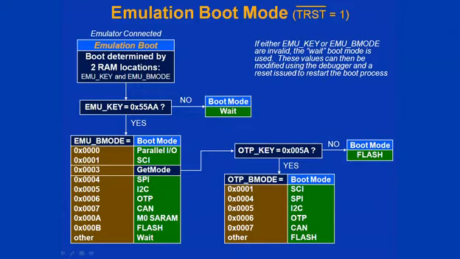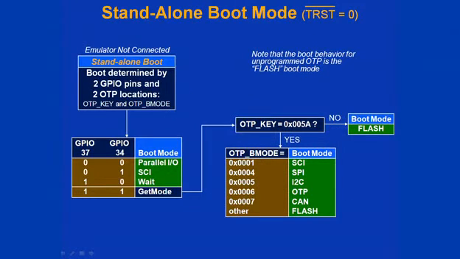If the EMU_KEY register has a hex value of 55AA, then the hex value in the EMU_BMODE register determines the boot mode. The boot modes are Parallel I/O, SCI, SPI, I2C, OTP, CAN, M0 SARAM, Flash, and Wait. In addition, there's a Get mode, which emulates the standalone boot mode. In standalone boot mode, GPIO pins 37 and 34 determine if the boot mode is Parallel I/O, SCI, or Wait. The default unconnected pins would set the boot mode to Get mode.